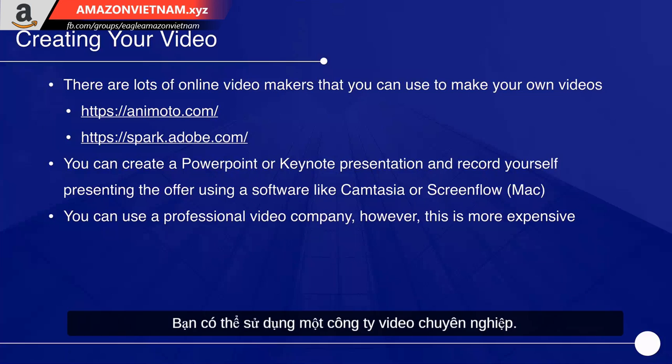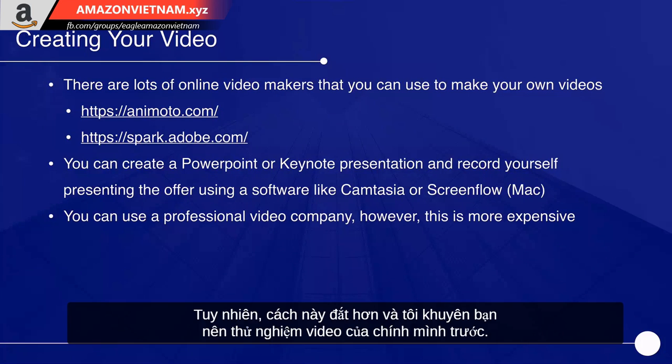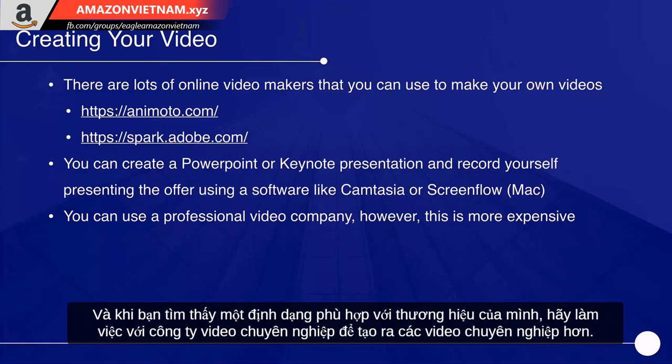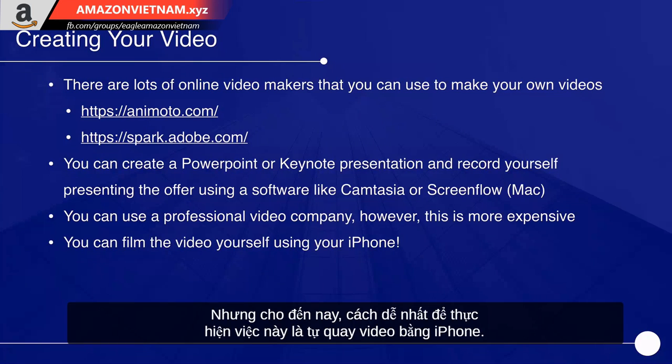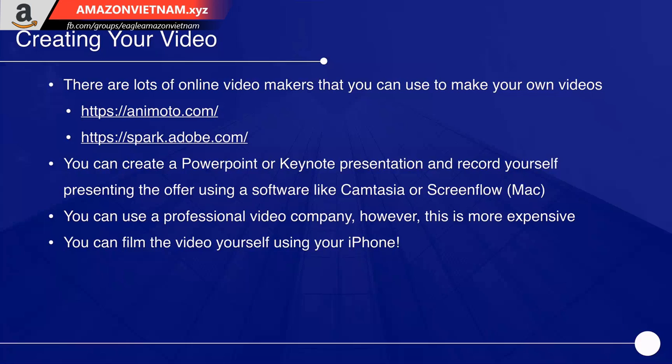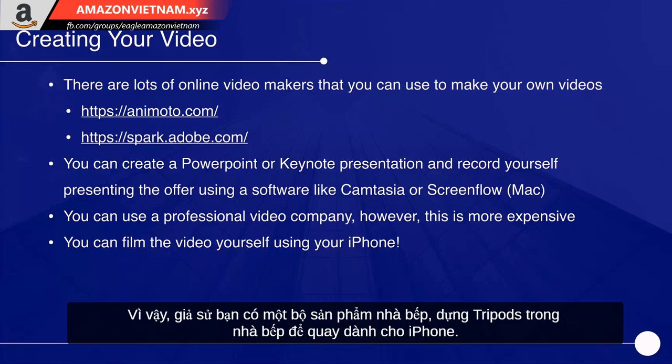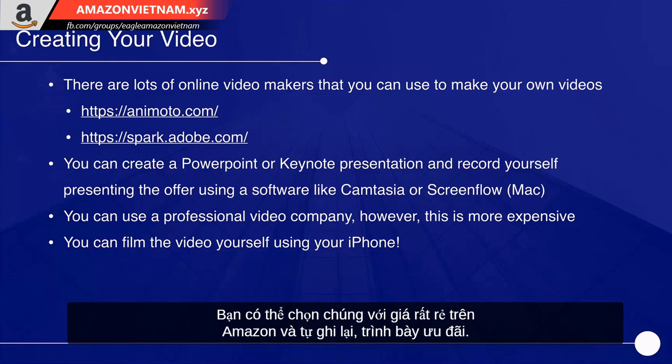You can use a professional video company, however this is more expensive, and I would recommend testing your own videos first, and once you find a format that works for your brand, then work with a professional video company to create more professional videos. But by far the easiest way to get this done is film the video yourself using an iPhone. So let's say you have a kitchen product, set up a little tripod in your kitchen for an iPhone. You can pick them up very cheaply on Amazon and record yourself presenting the offer.